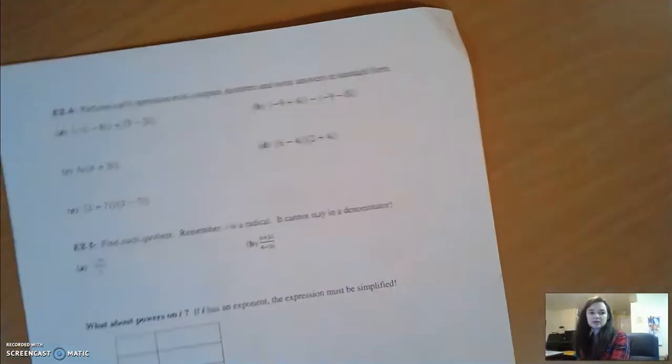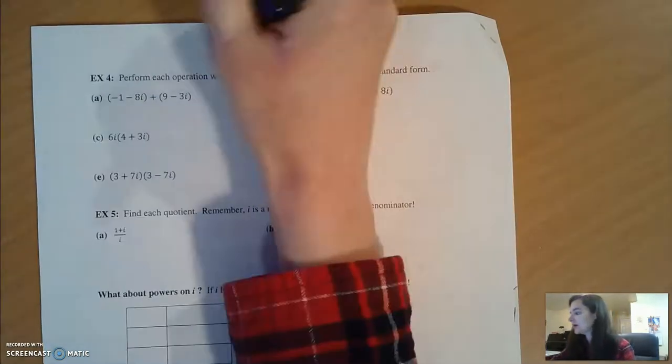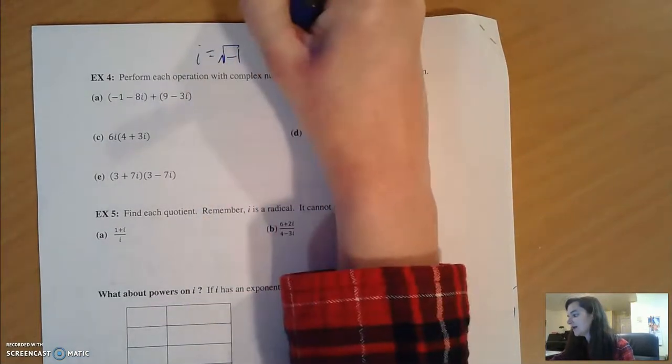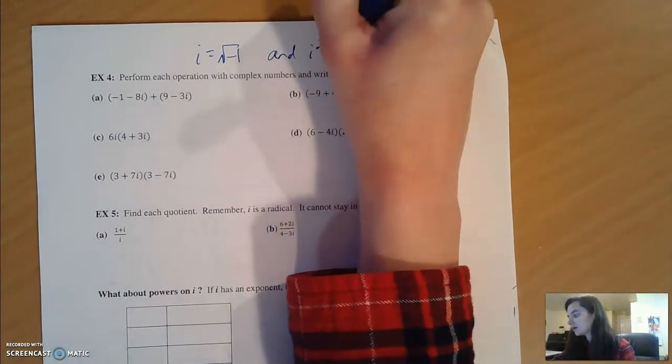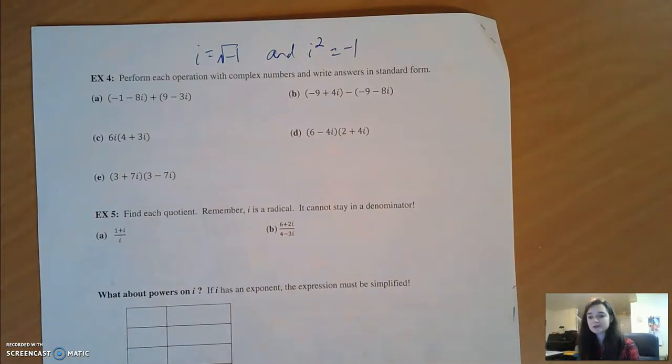So we're going to perform each operation with complex numbers and write them in standard form. Really, when you're looking at complex numbers, they're going to act a lot like variables. It's just that it's a variable that we know what it is. So just reminding you guys, i is equal to the square root of -1. And if you ever have an i squared, it equals -1. Okay, that's the only difference.